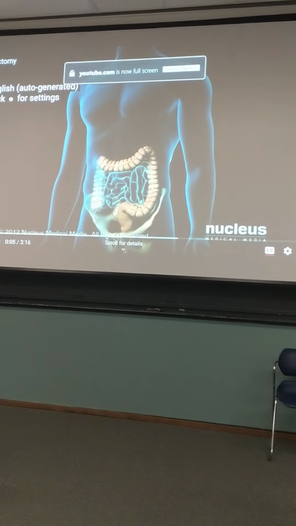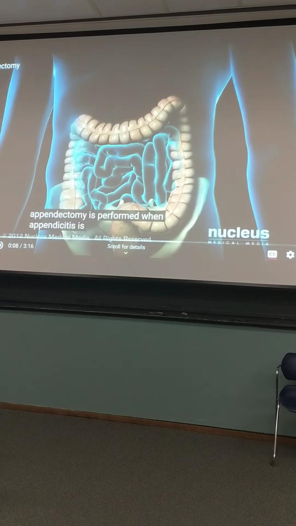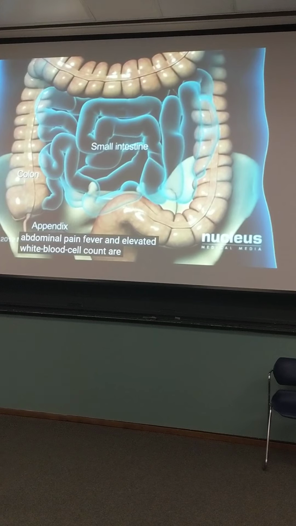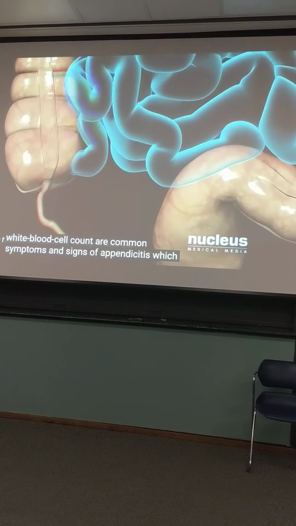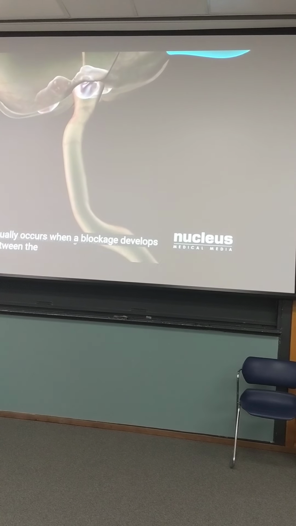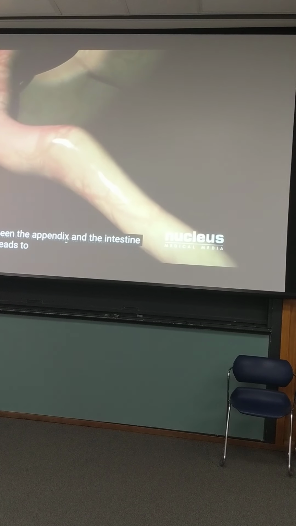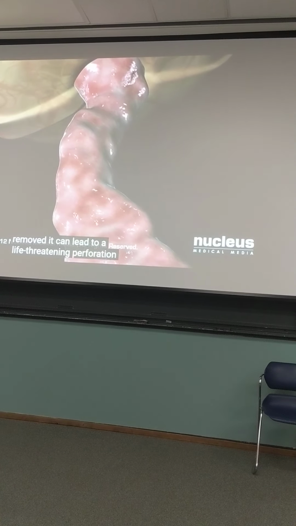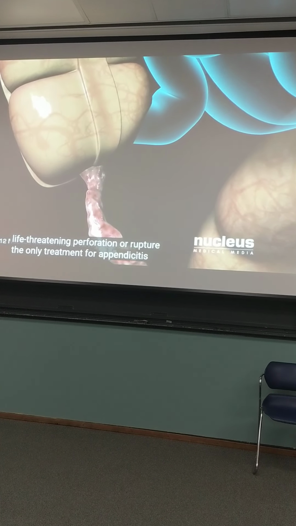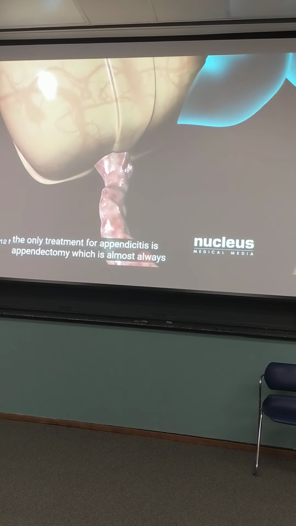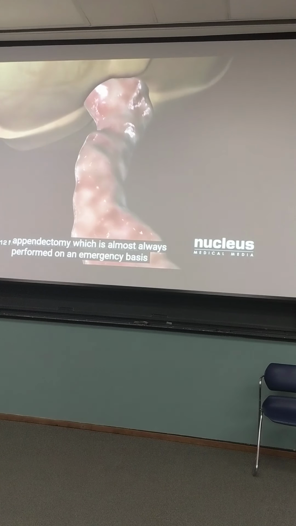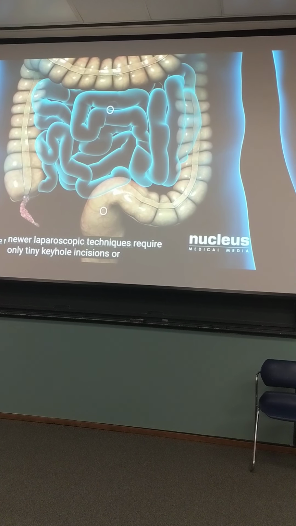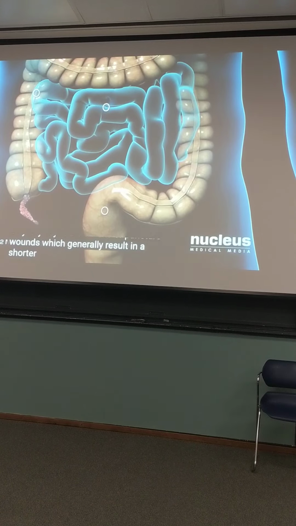Removal of the appendix, called appendectomy, is performed when appendicitis is suspected. Right lower abdominal pain, fever, and elevated white blood cell count are common symptoms and signs of appendicitis, which usually occurs when a blockage develops between the appendix and the intestine. This leads to infection, swelling, and distension. If the appendix is not removed, it can lead to a life-threatening perforation or rupture. The only treatment for appendicitis is appendectomy, which is almost always performed on an emergency basis. Newer laparoscopic techniques require only tiny keyhole incisions or puncture wounds, which generally result in a shorter recovery period.